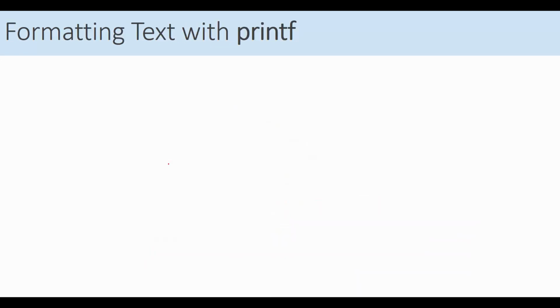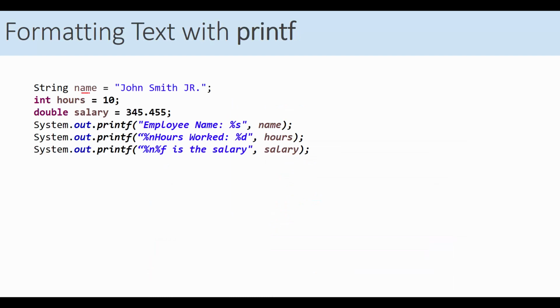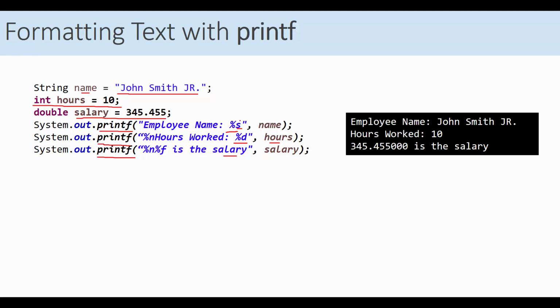Let's see some examples. Here I have a string named John Smith Jr., and an integer, hours, and a salary, which is a floating point value. I'm outputting all of them one at a time using a printf function. So employee name %s. The argument here is name, which is a string. %s is the format specifier and the placeholder for the name. %d for hours and salary is %f. The output is going to be very similar to this.